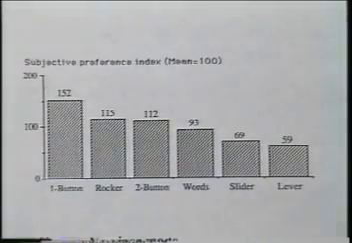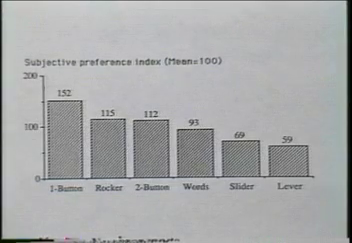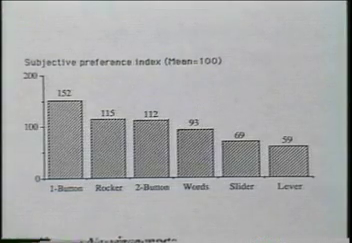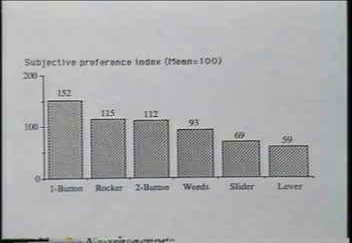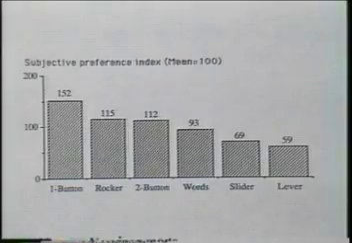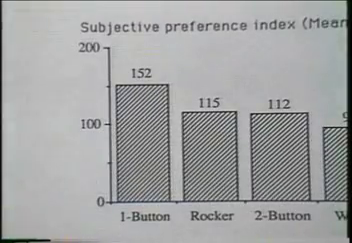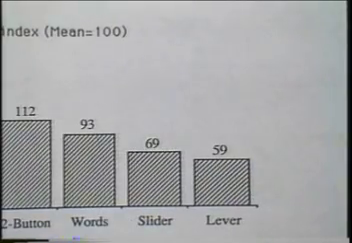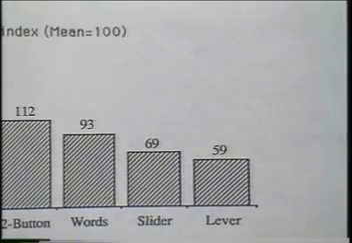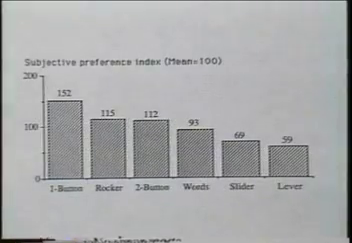The results showed that no errors were made while reading the state of the toggle. A fairly consistent ordering was found. For example, here the subjective preference index shows the ordering 1-button, rocker, 2-button, words, slider, and lever. The 1-button and rocker were significantly preferred over the slider and lever. Nevertheless, we observed some important individual differences.